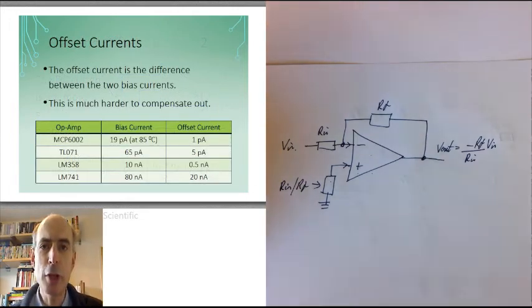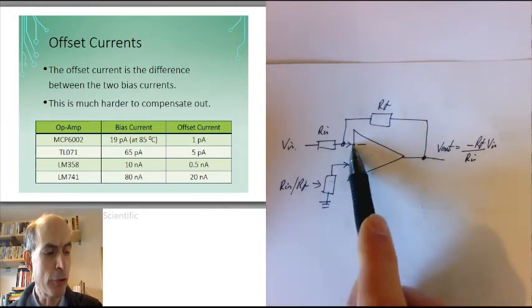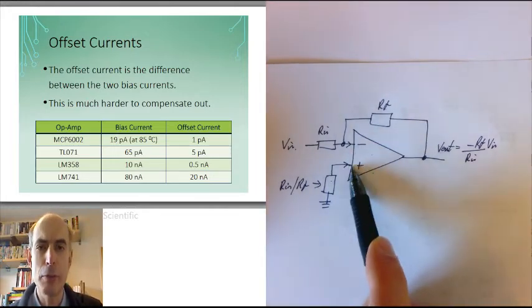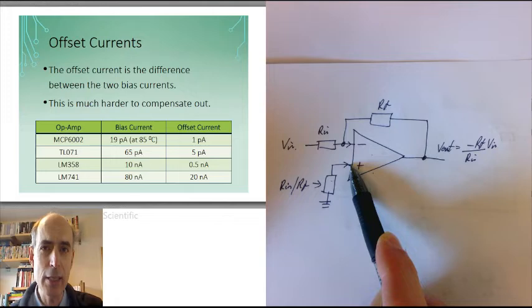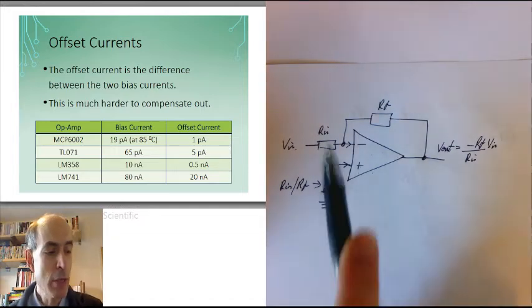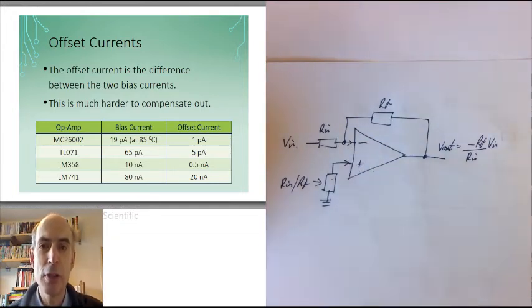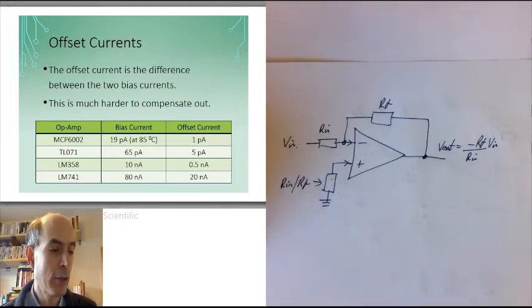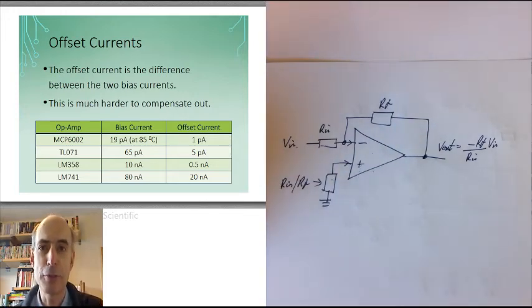A problem with trying to do this in practice, however, is that the two input currents, the bias currents into the two inputs, are not exactly equal. Designers of op-amps try to get them as close as possible, but they can't get them perfect. And the difference between the two input bias currents is known as the input offset current. And it's a much harder thing to try and eliminate by adding extra resistors like this.